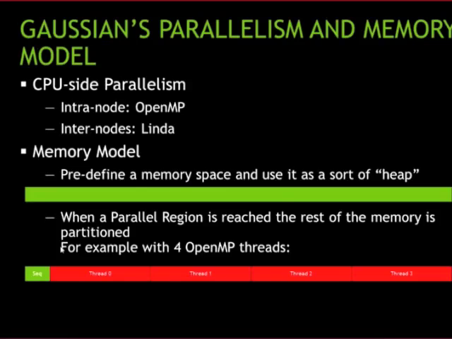Let us understand a little bit first what Gaussian has done in terms of parallelism. Gaussian uses two levels of parallelism today on the CPUs. One, inside the node, it's shared memory parallelism, and it's based on OpenMP. And the other is between nodes, and for that it uses the Linda environment, which is very similar to what most people would call MPI.